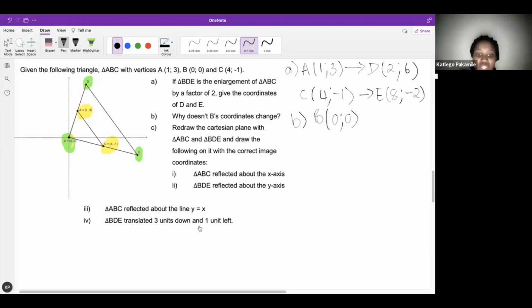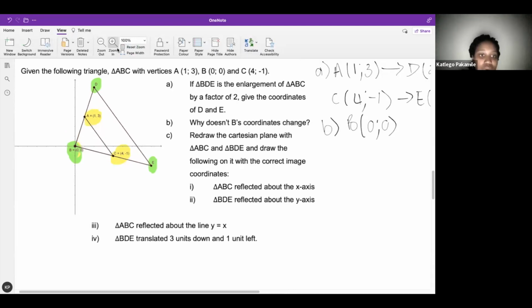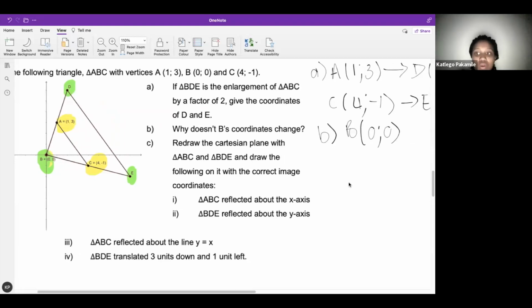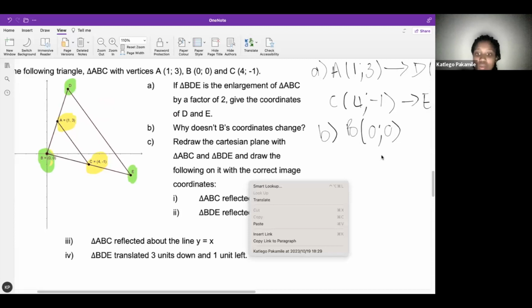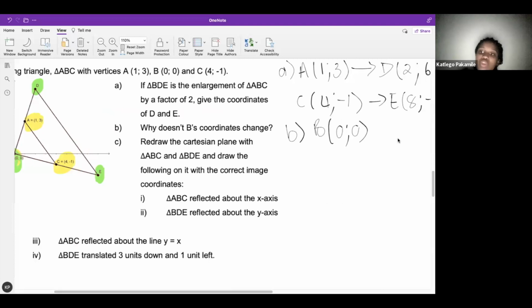0 doesn't change, and it is the origin. Beautiful, guys. I can't see. Okay, let me just try and zoom in a little bit. Is that better? I'll just move to the side when I'm writing. There we go. Okay, so the coordinates of B don't change because what? 0 doesn't change. It is the origin. No matter what you divide 0 by or you times 0 by, it will not change. So because it is the origin.